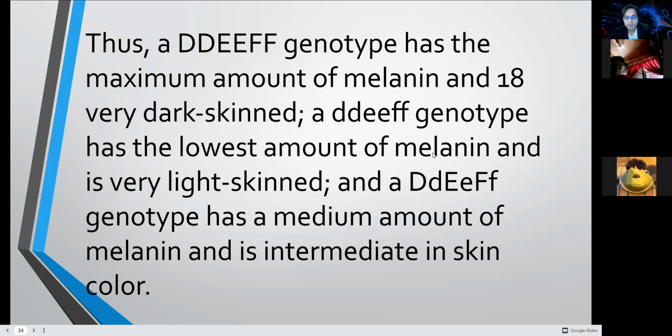So to sum up everything, this is heterozygous. This genotype has a medium amount of melanin and is intermediate in skin color. It is actually carrying a recessive allele, which can pass on from generation to generation.